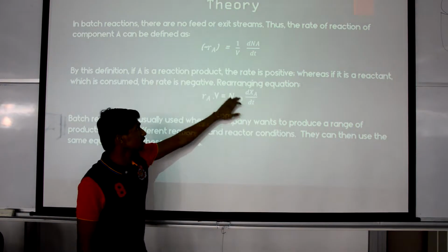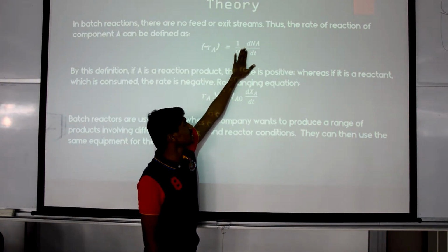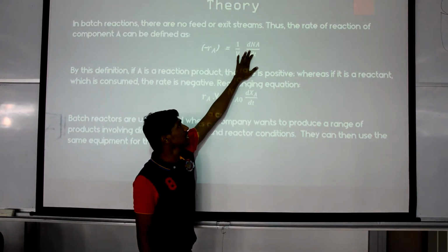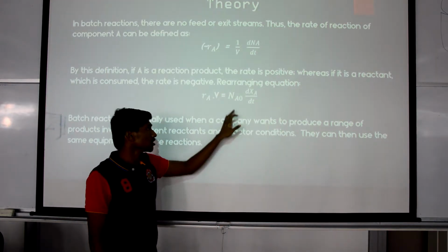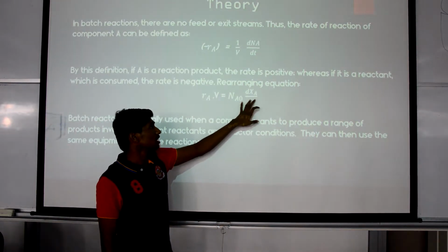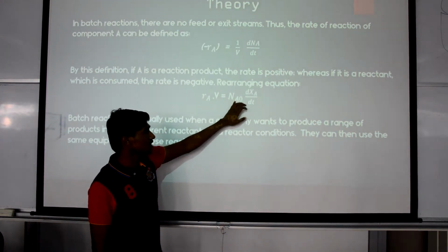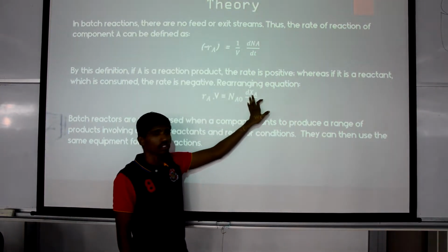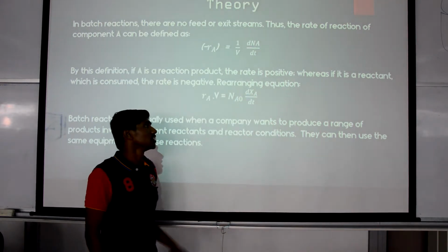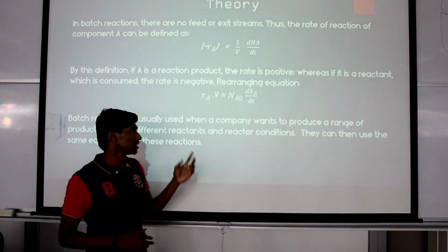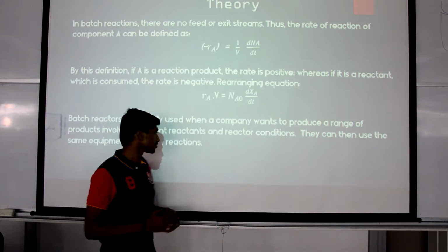As you can see in the above equation, it is dNA over dt. So NA is equal to NA0 times XA. That is where we get this term here, and we bring out the NA0 as this is constant, and the XA will be changing according to the reaction that we are carrying out in the reactor.